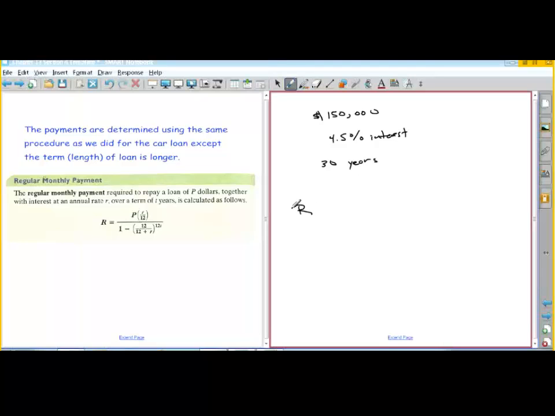So our equation says that the monthly payment is going to be P, which is the principal, that's the original loan, times the rate, and use a decimal equivalent of 4.5%. You divide by 12. The 12 comes from the fact you have 12 payments per year. You take 1 minus the quantity 12 divided by 12 plus the yearly interest rate in decimal form, and you raise that to the 12 times the number of years, which is 30.